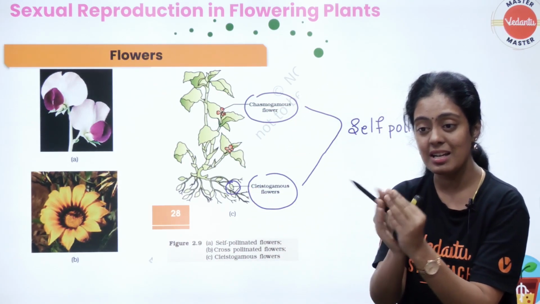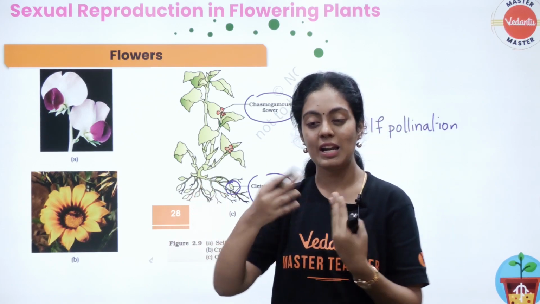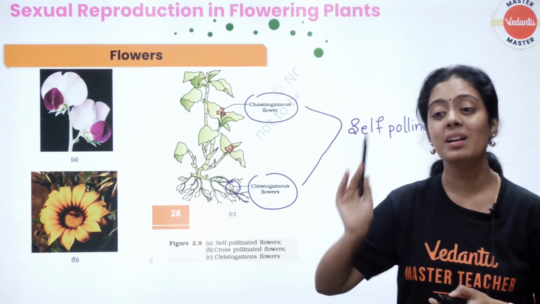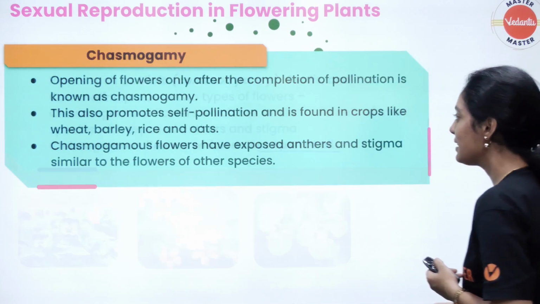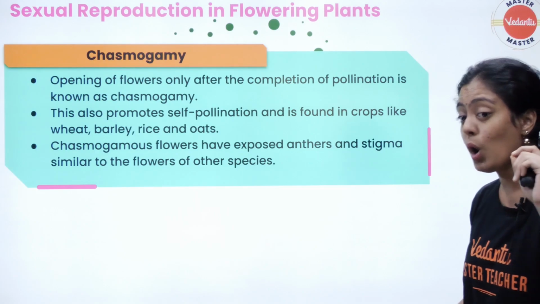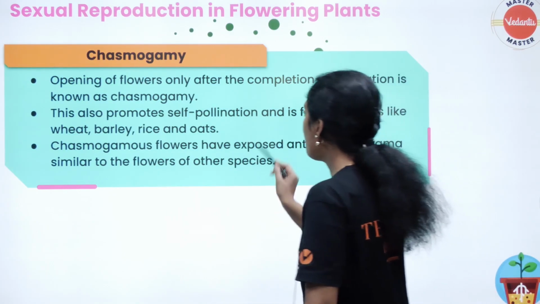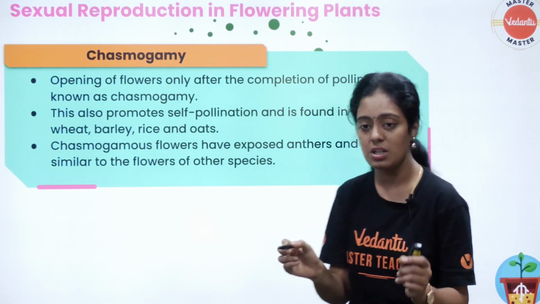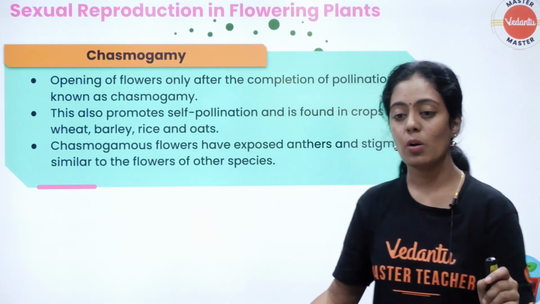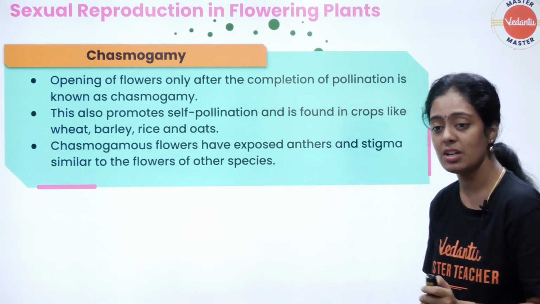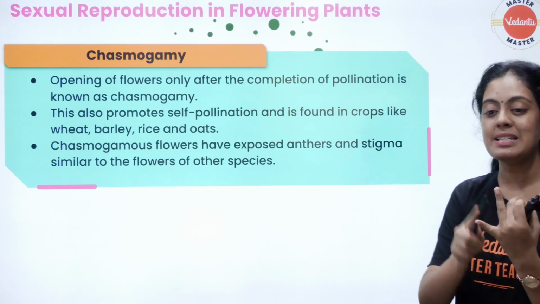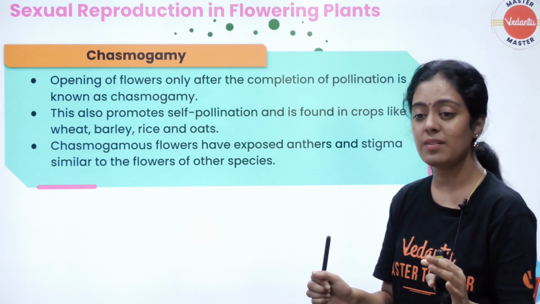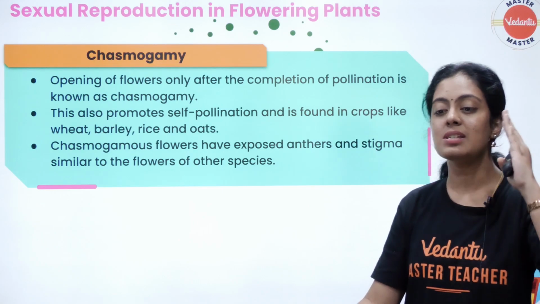They will be in the bud stage. Pollination and fertilization happen in the bud stage. They don't open at all throughout their life cycle until the pollination is complete. All of you listen to me very carefully. Opening of flowers only after the complete pollination is known as chasmogamy. This promotes self pollination and is found in crops like wheat, barley, rice and oats. Very important examples.